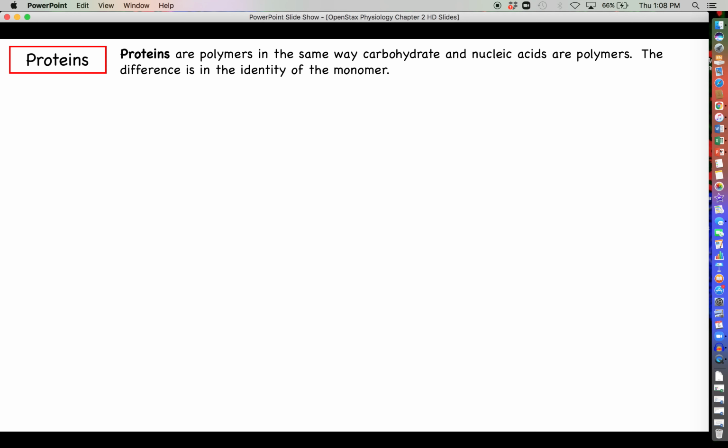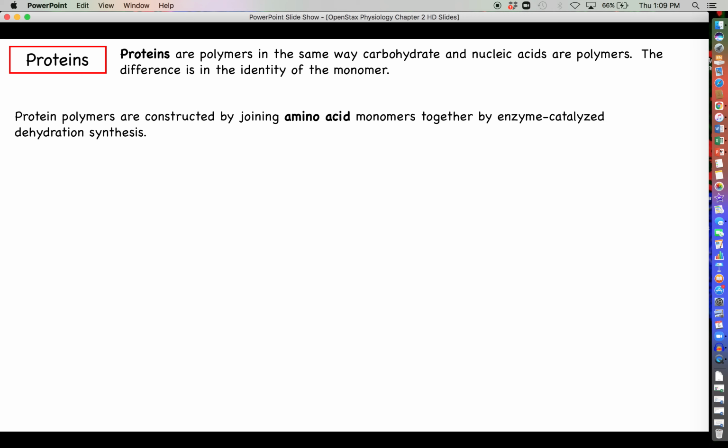Now, the first thing to remember is what we talked about in the previous video about how macromolecules are put together. All of your macromolecules are a polymer of some kind, put together by attaching individual monomers. For example, carbohydrates and nucleic acids are both polymers, but what sets them apart is the identity of the monomer used to construct them. Carbohydrates are made by attaching monosaccharides together, and nucleic acids are constructed by attaching nucleotides together.